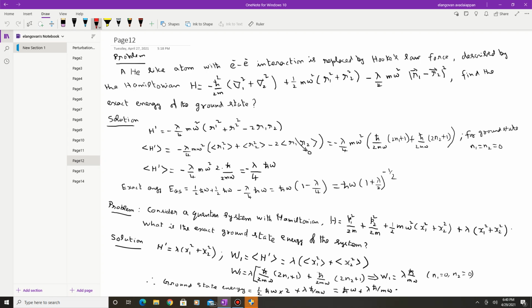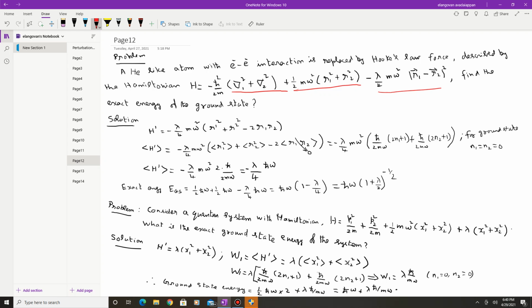The next problem. A helium-like atom with the electron-electron interaction replaced by Hooke's law force is described by the Hamiltonian H equal to minus ħ²/2m (∇1² + ∇2²) plus ½mω² (r1² + r2²) plus this term: minus λ/4 mω² |r1 - r2|². So this is your perturbation. Since it is a Hooke's law, this is a harmonic oscillator type problem.